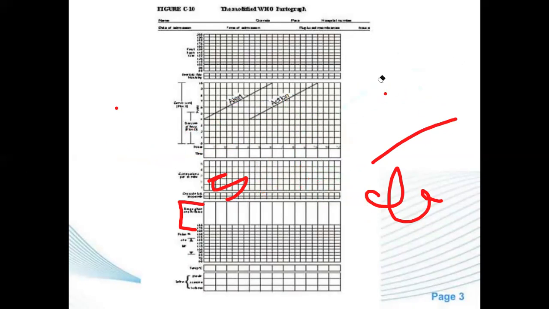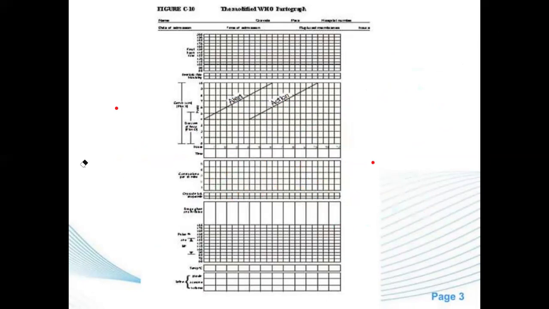Now there can be a case where the patient comes to you with rupture of membranes that is too long. So sometimes we need to give antibiotics in between, for example ceftriaxone. So that has to be charted over here.